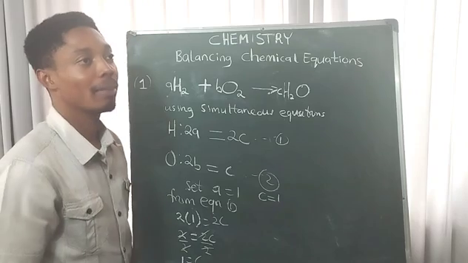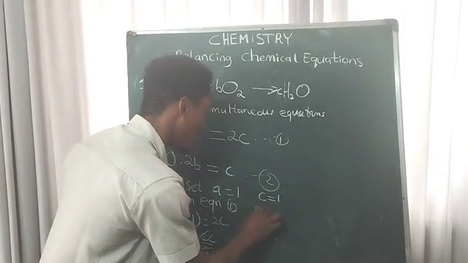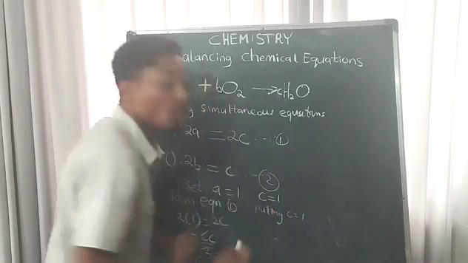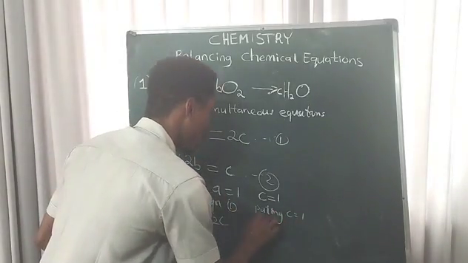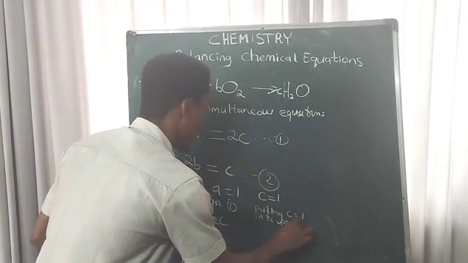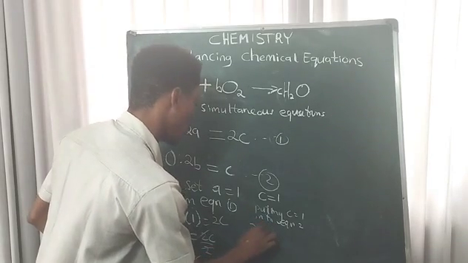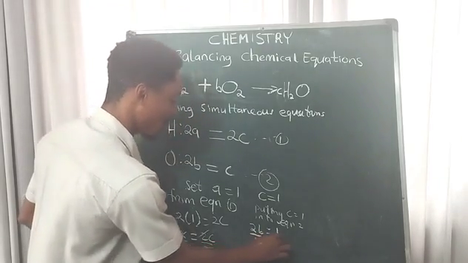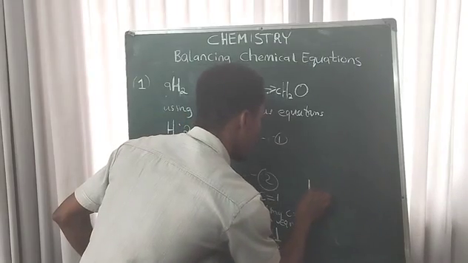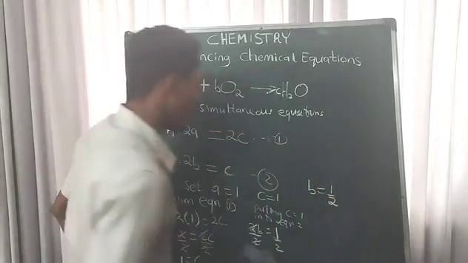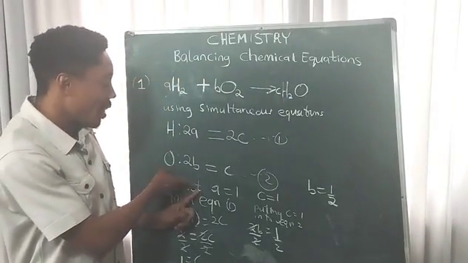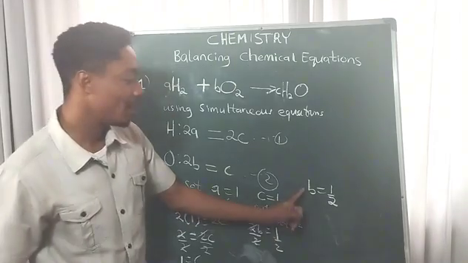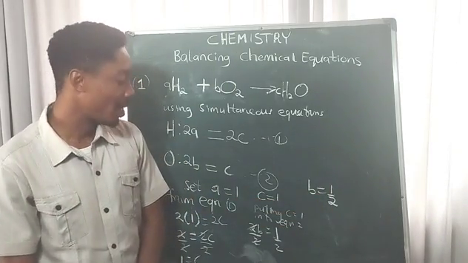The next thing is let's find the value of B. Substituting C equals 1 into equation 2, this becomes 2B equals, in place of C, I put 1. So to find B, divide both sides by 2, equals 1 over 2. So you can see here that my value of A is 1, my value of C is 1, my value of B is 1 over 2.